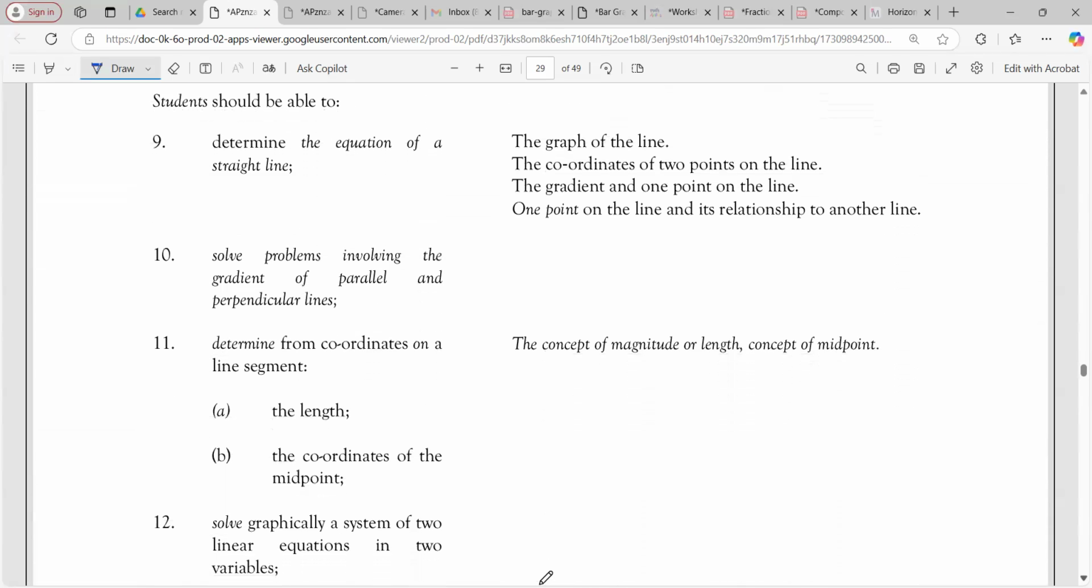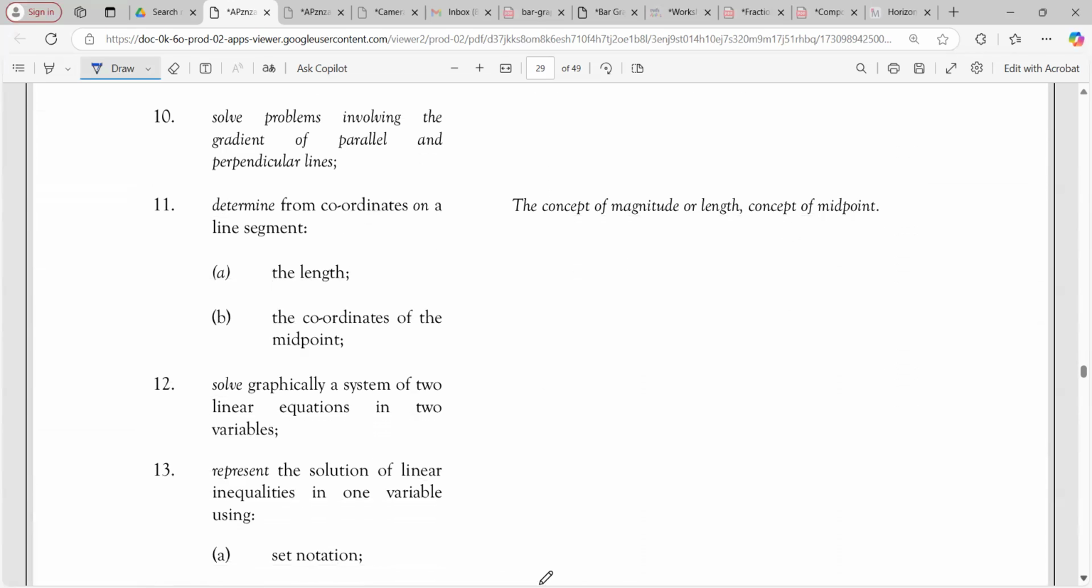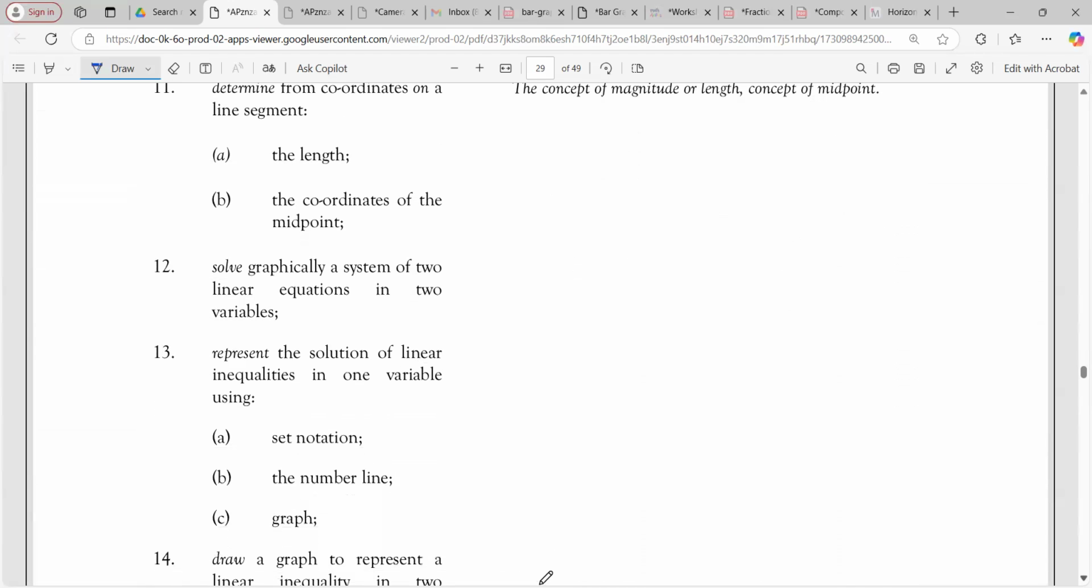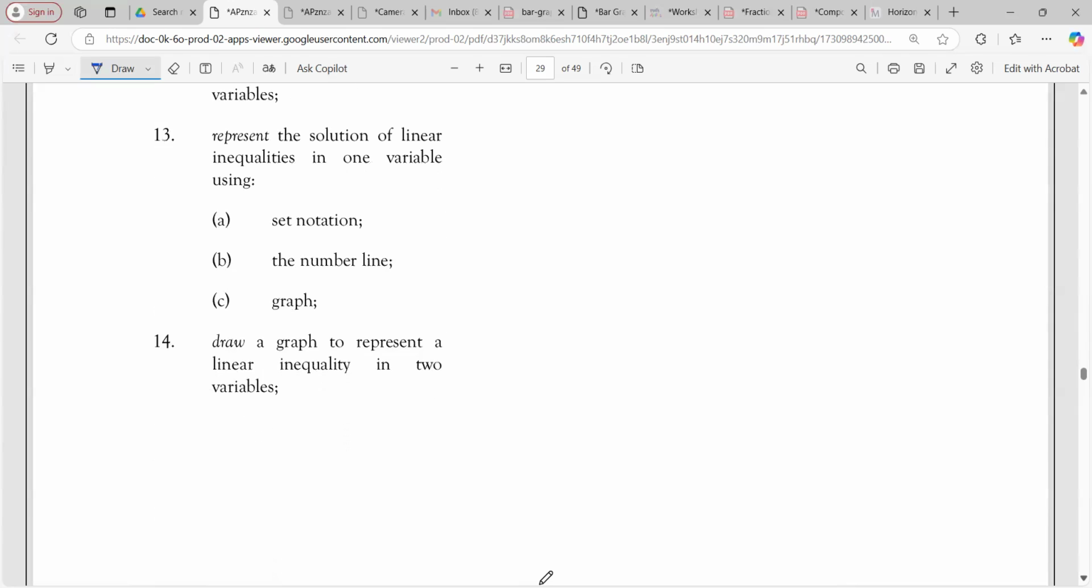As I said, guys, you can go on Google and get this. I'll send it to anyone, I think the file is a bit heavy. All right. Determine the coordinates of a line segment, midpoint, solve graphically a system of two linear equations, and all of those, right?